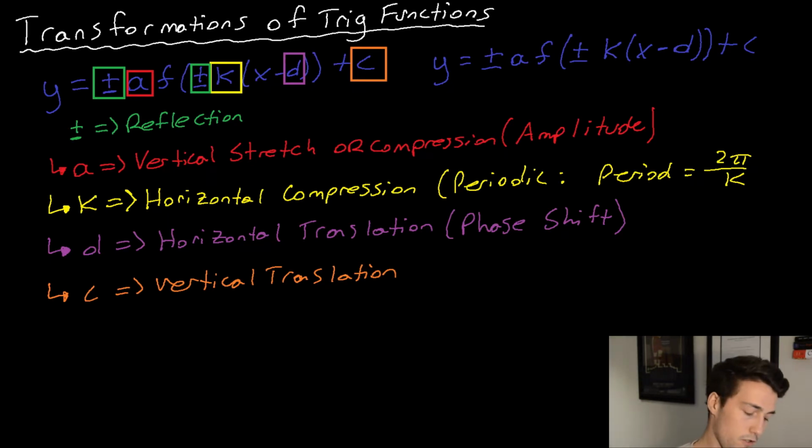Finally, we have the vertical translation, and that's basically just shifting the entire graph up or down, which is very similar to what we've been doing in the previous rational functions. Any other function has the same metric.